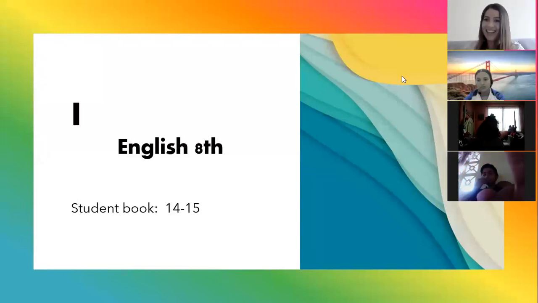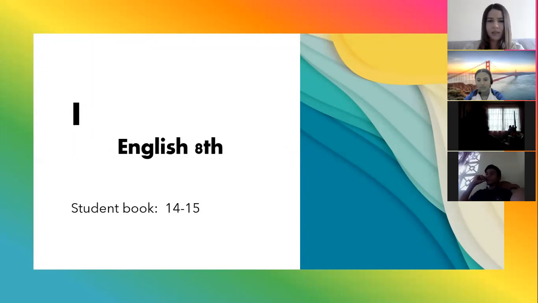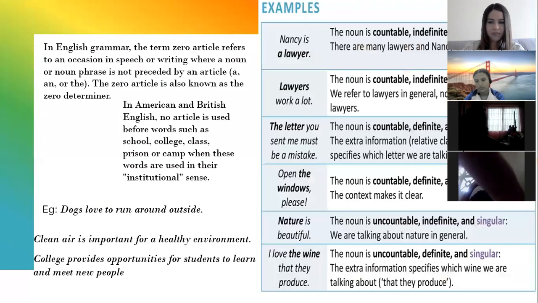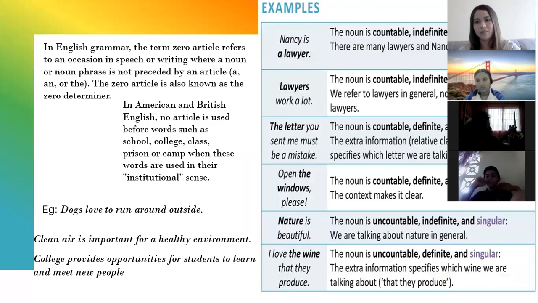Okay, let's start again. For today, we're going to do, okay, page 14 is already done and page 15. But for the work on page 15, we have to know some of that in English grammar. Why? Because here in page 15, we have to know more about articles.